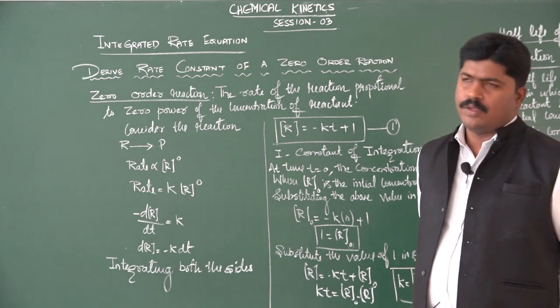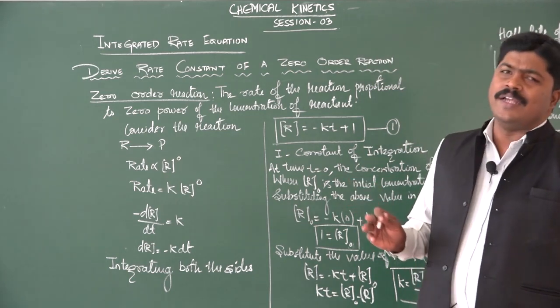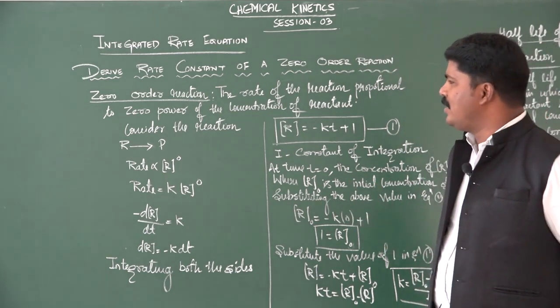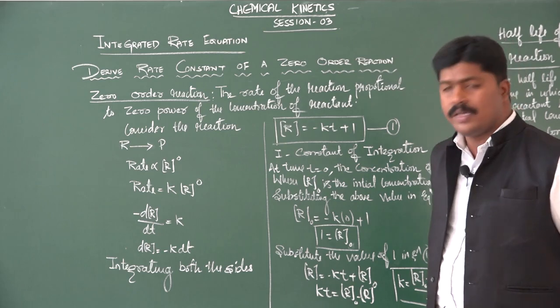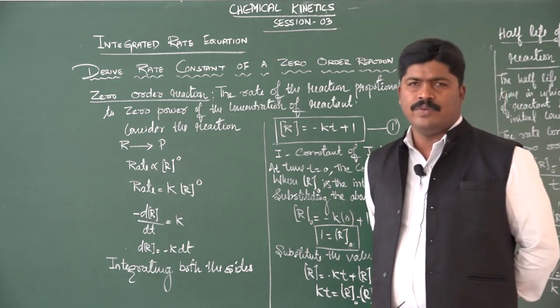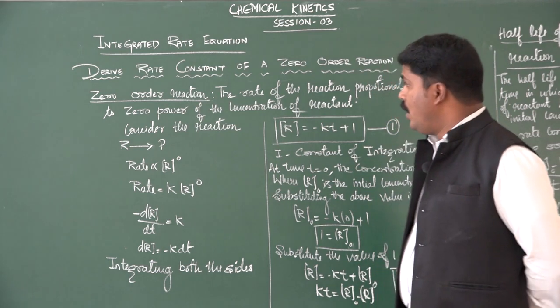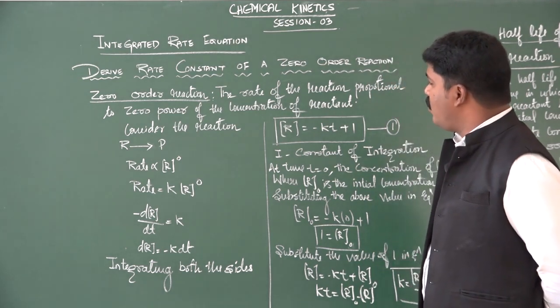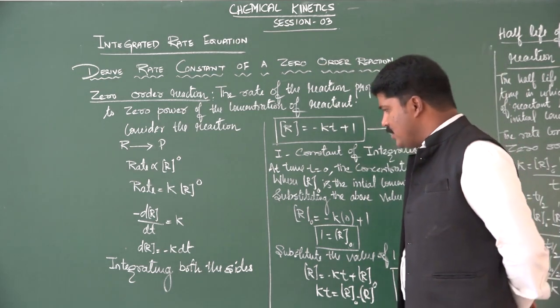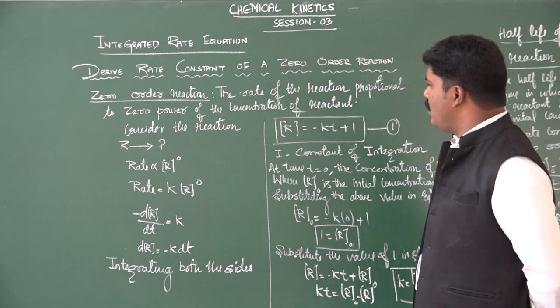Coming to session 3 of the chapter chemical kinetics, today we are going to discuss integrated rate equations. We also call it the differential rate equation, or integrated rate equations, a very important topic from the examination point of view. The question will be: derive the rate constant of a zero order reaction.